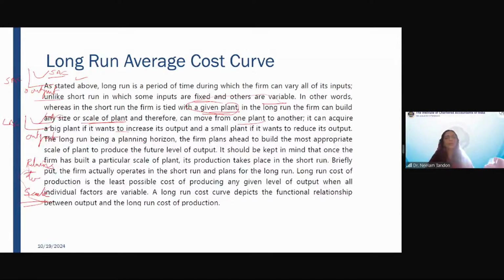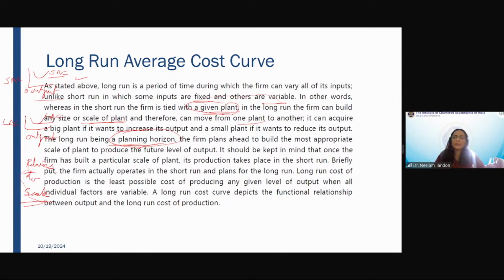Okay, and that's why when you go for long term, we call it a planning horizon. What is planning horizon? Planning horizon is that you plan in the long term. You see that in the short term, what are our constraints? My limitations, what are they in the short term? Raw material procurement is a problem. Getting raw material is a task.